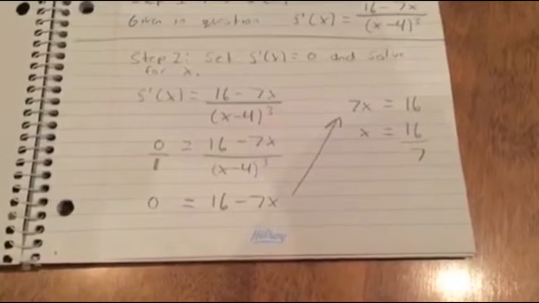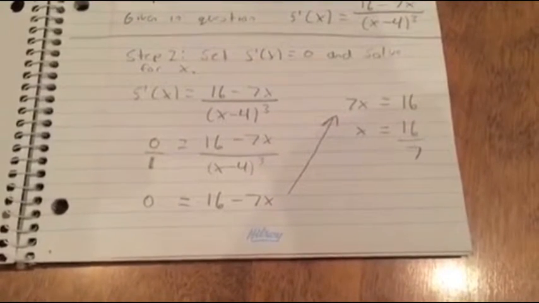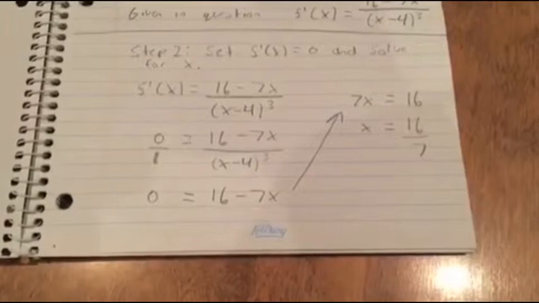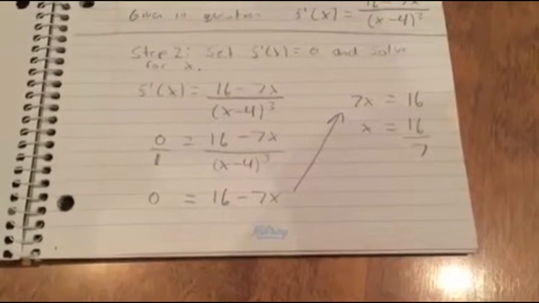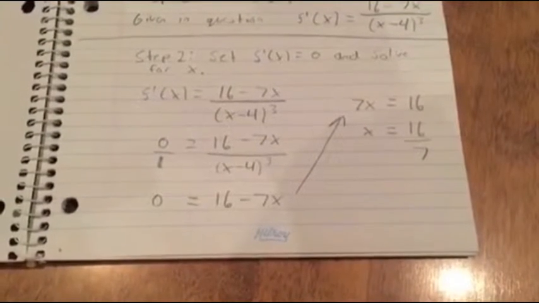Next, we can add 7x to both sides, so we are left with 7x equals 16. And for our final step, we can divide both sides by 7 to isolate for x. So we have x equals 16 over 7.